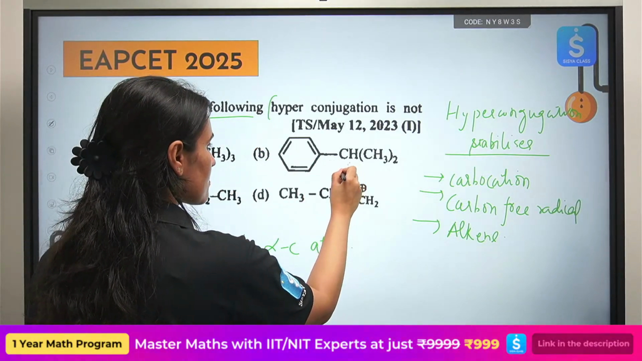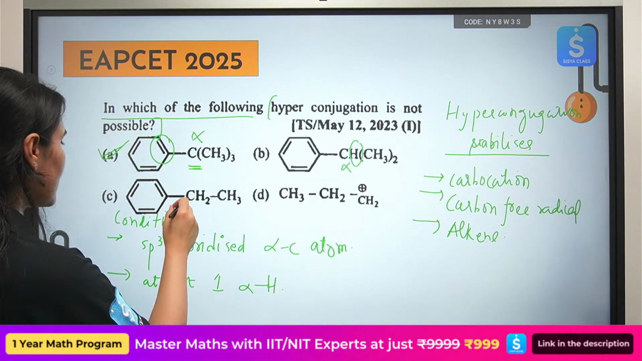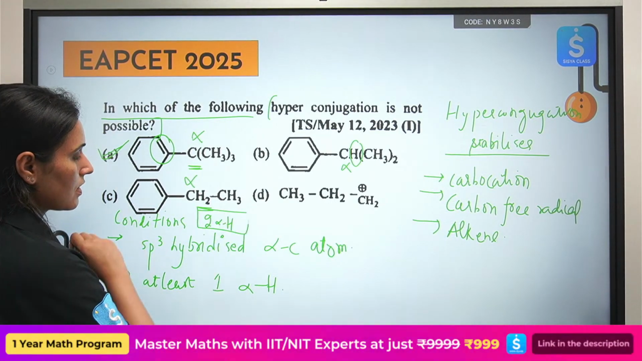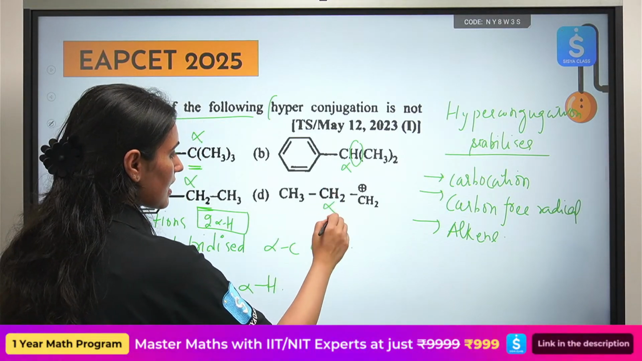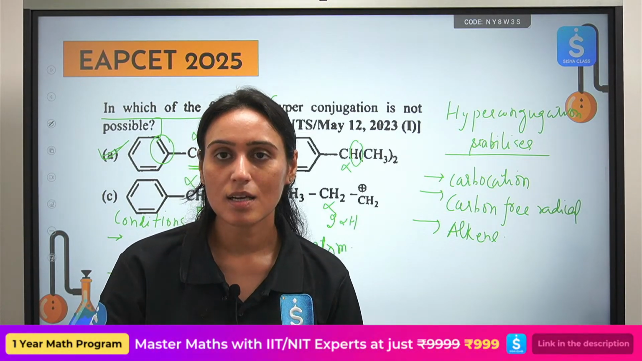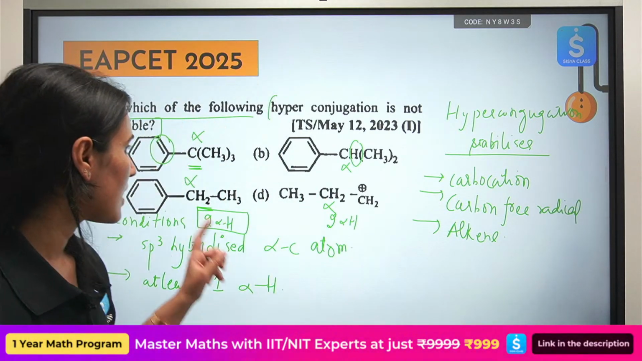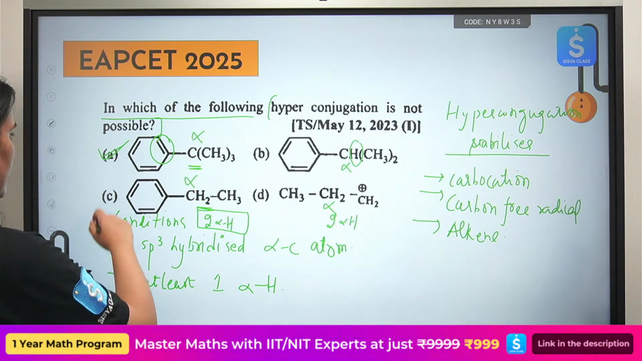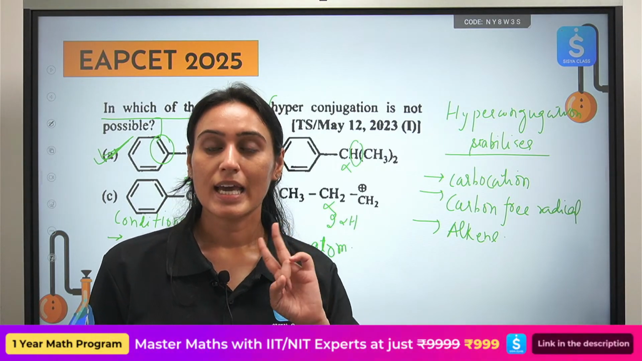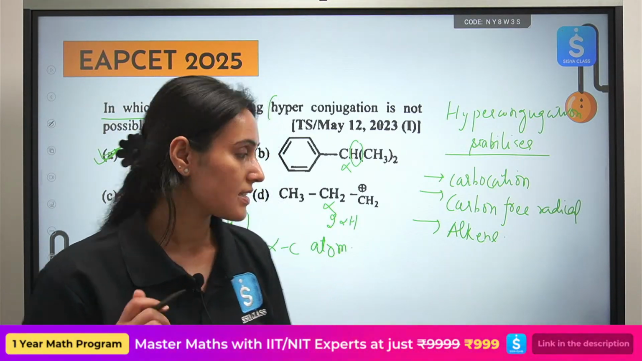What about this one? This is my alpha carbon atom. I have at least one hydrogen. This one will show hyperconjugation. Okay. What about this one? This is my alpha carbon. It is attached to 2 alpha hydrogens. I need at least one. Then only I will say hyperconjugation is possible. Greater the number of alpha hydrogens, more will be the stability of your intermediate species. Okay. So in which case you will not see any hyperconjugation? Option A. And you are done. So you just have to know what type of groups will show hyperconjugation first. And second thing, we have to follow these two conditions, and then only your answer will be correct. Okay. See the next question.